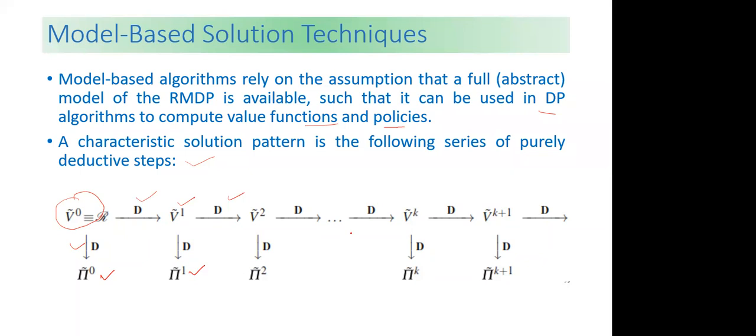The same thing continues up to the kth level, and here also pi goes on for the kth level. And the same thing continues, up to k plus 1, and here we go ahead with k plus 1 for pi. So whenever this RMDP is available in a model-based algorithm, we use this mechanism.